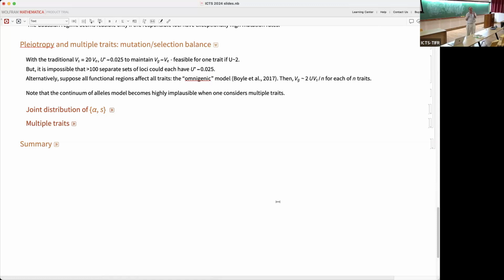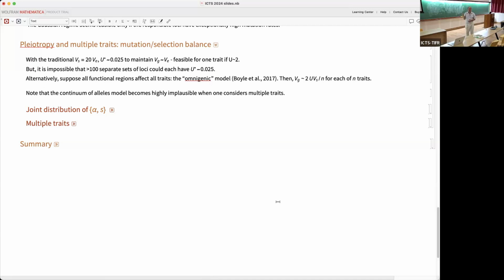So it's not just alpha squared. It's not just that the selection coefficient is alpha squared over 2VS. It's the sum of all the alpha squareds. It's the sum of all the deviations from the optimum that it's causing for all the different traits. So if we have n traits, then the allele frequencies decrease by a factor of n, and we end up with a prediction VG for a particular trait of 2UVS over n.